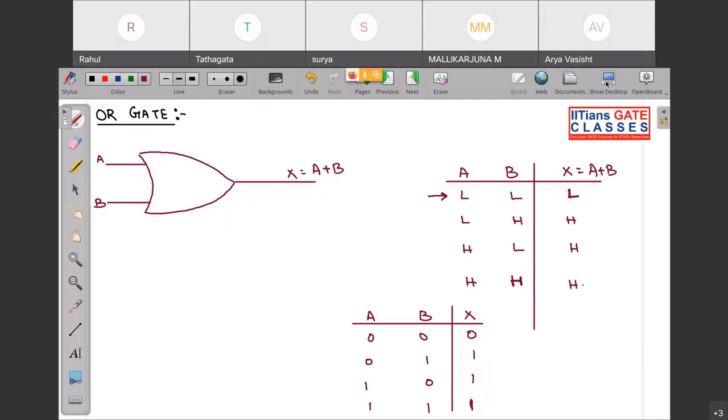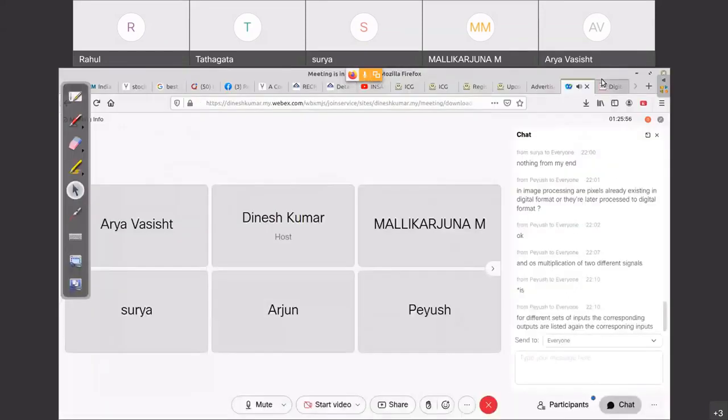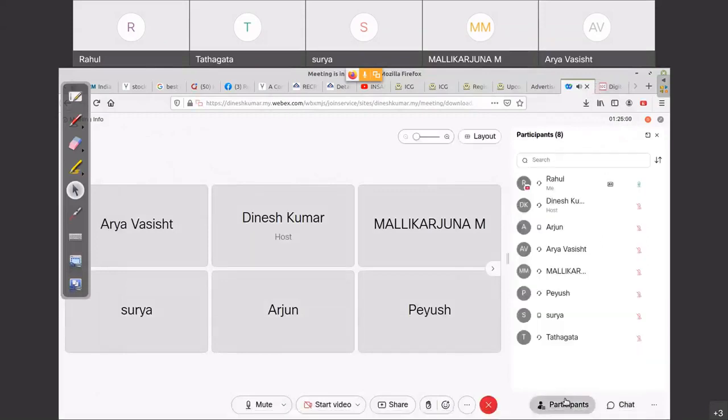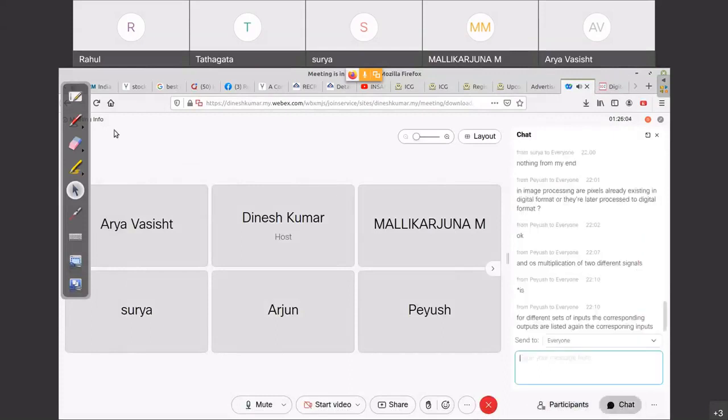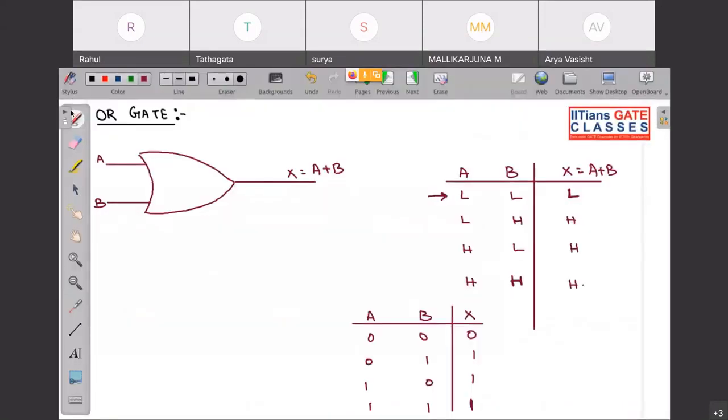Okay. Any doubts in this? Any doubts? Anyone want to say something? So you guys are leaving or what? Is the class boring or what? What is happening? Are we understanding everything?